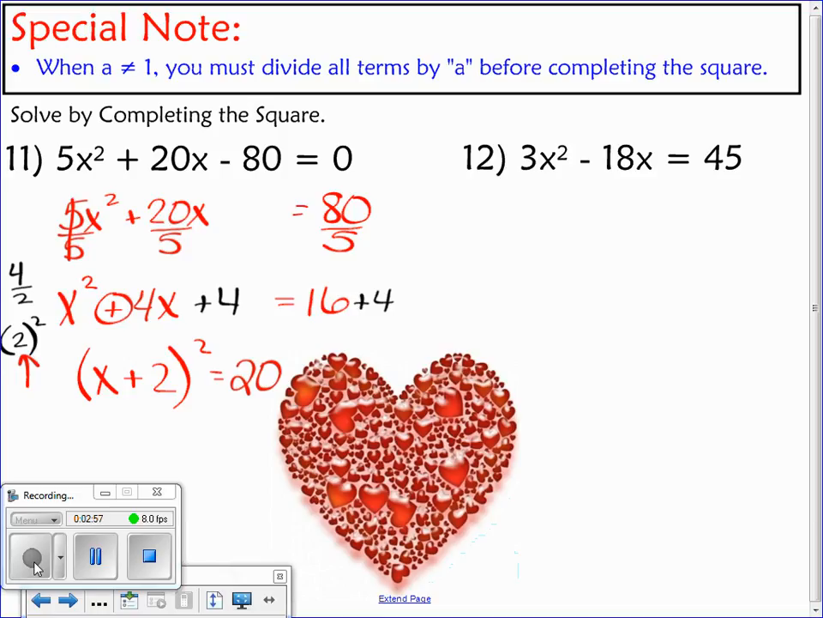Next is your square root. Square root of both sides. So we get x plus 2 equals, it is 2 radical 5. Again, if you're not sure, that's 2 and 10, 2 and 5. We got a pair of 2s. Pairs come out, single 5, single stays in. And don't forget your plus minus.